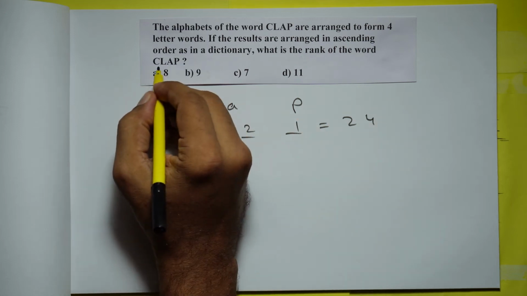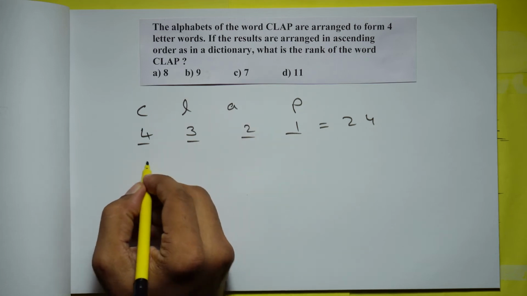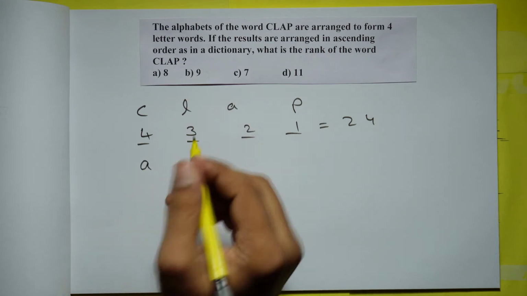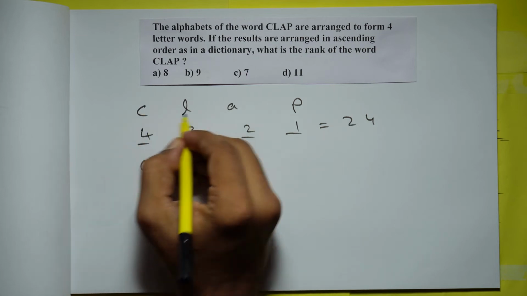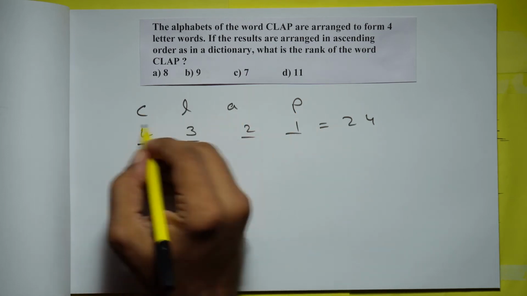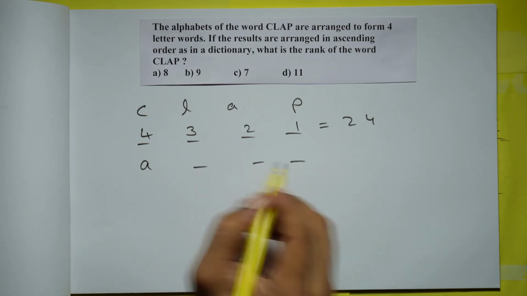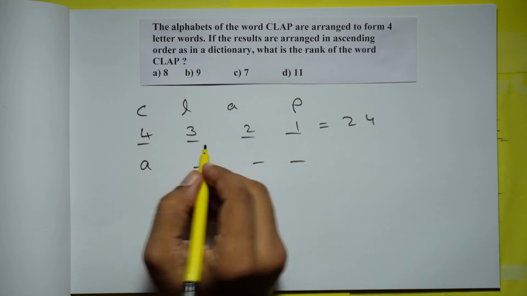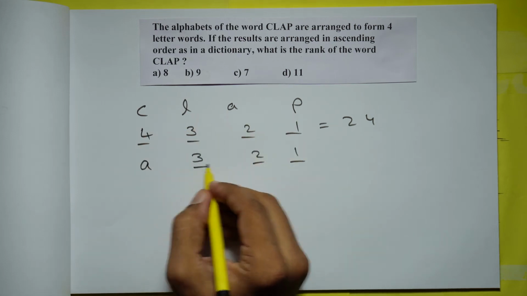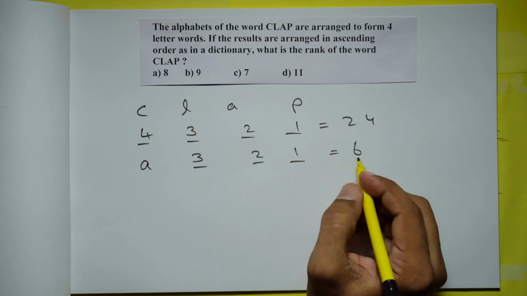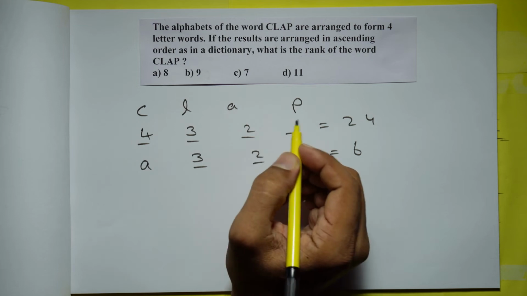Then we can find its rank or position. Now initially you have words that start with A. All the words that start with A will come before CLAP, because A is before C. So these 3 blanks you can fill in any order you like. A is already fixed here. So C, L or P: 3 ways, remaining 2, remaining 1. So 3 into 2 into 1, 6 words are there that will start with A, and they will all come before CLAP.